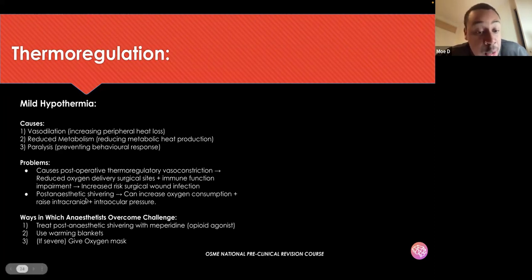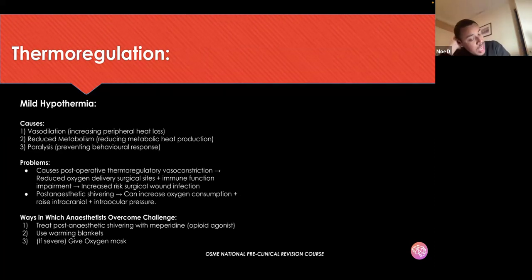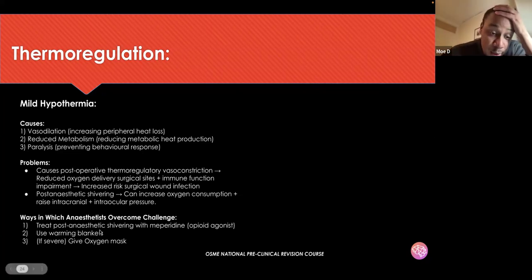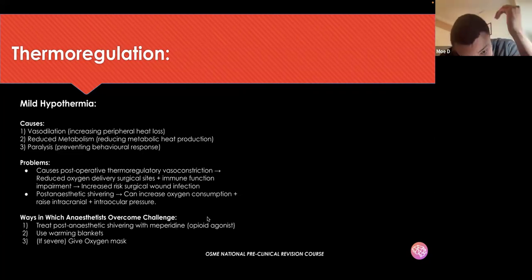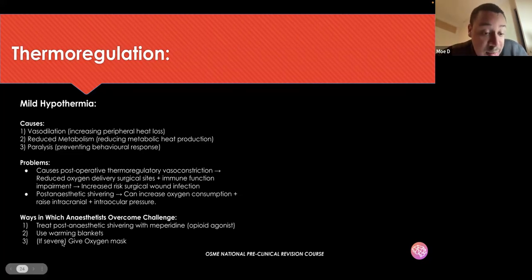And you can also have post-anesthetic shivering, which can increase oxygen consumption. And in severe cases, it can raise your intracranial and intraocular pressure. And ways in which anesthetists tend to overcome this challenge is to treat post-anesthetic shivering with meperidine, which is an opioid agonist, and it changes the shivering thresholds of the patient. You can also use warming blankets to warm the patient up. And if it's severe, then you could give an oxygen mask because the patient is consuming a lot of oxygen because of the shivering.